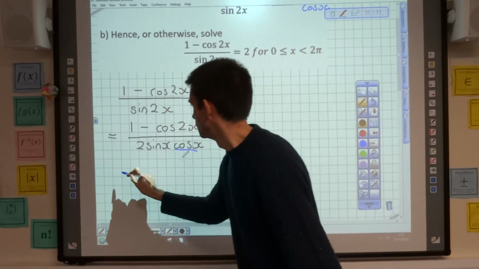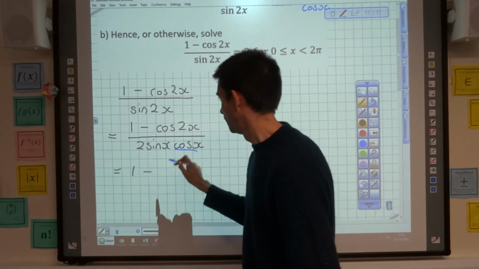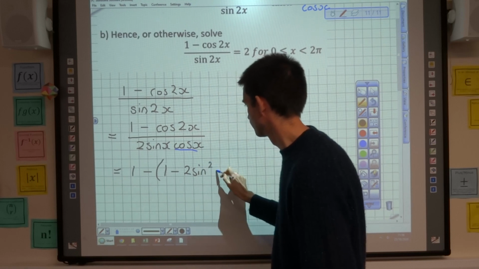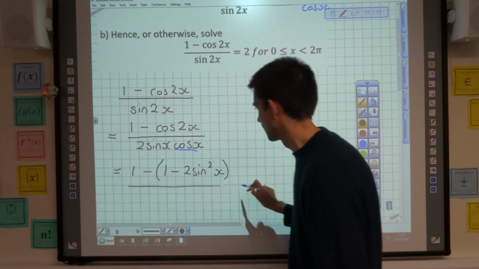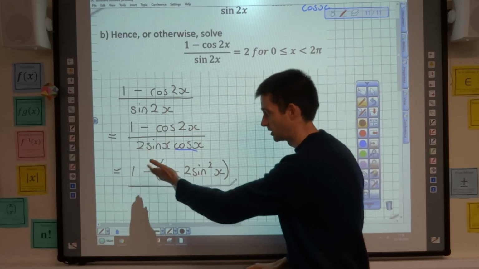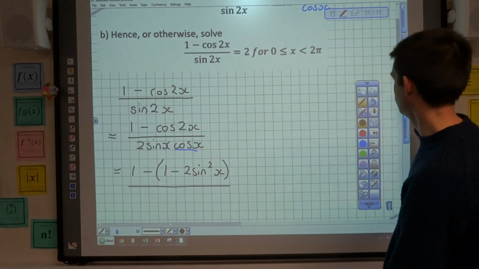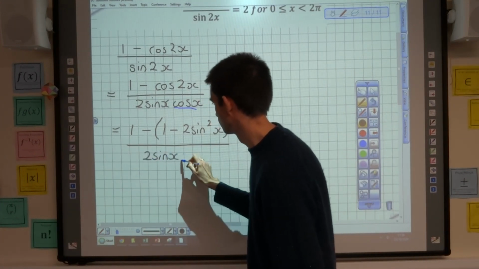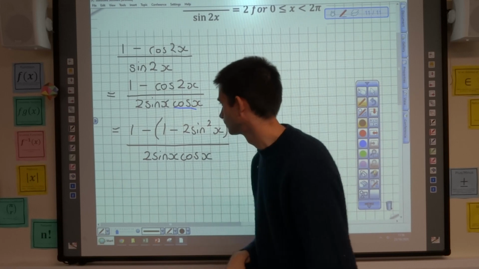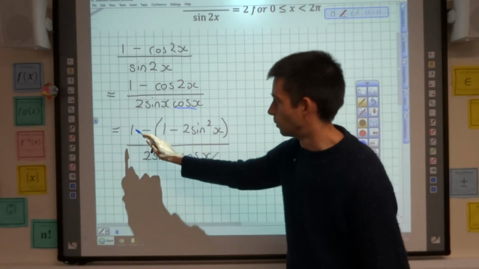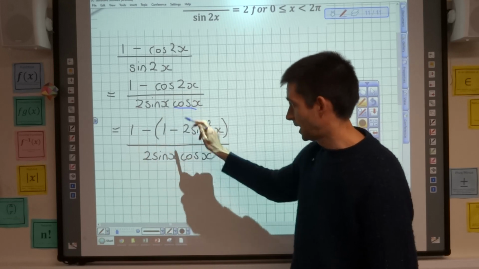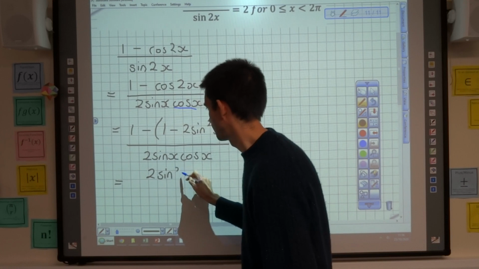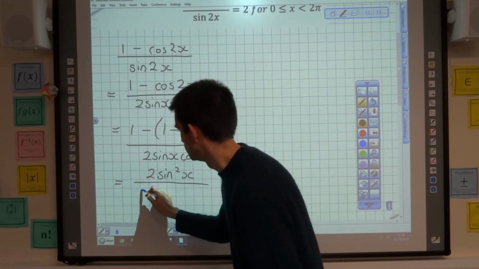So I'm going to rewrite it again, replacing cos 2x with 1 minus 2 sin squared x. And note the use of the bracket there because I'm subtracting both terms. And that's over 2 sin x cos x. Now look at the numerator. 1 minus 1 is 0. Subtract negative 2. It's going to be 2 sin squared x over 2 sin x cos x.